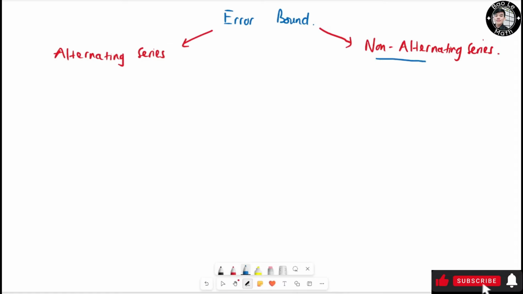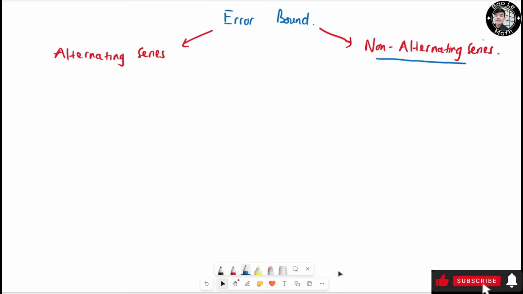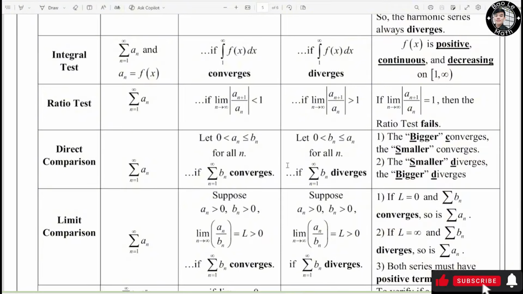Now, when it comes to the non-alternating series, we're going to use this formula right here. In order to find the interval of convergence for Taylor series, we mostly use the ratio test. So here's the ratio test. You need to create the limit of the absolute value of a sub n plus 1 over a sub n. And if this limit, when n approaches infinity, is less than 1, the series converges. And then you're going to find the interval of convergence.